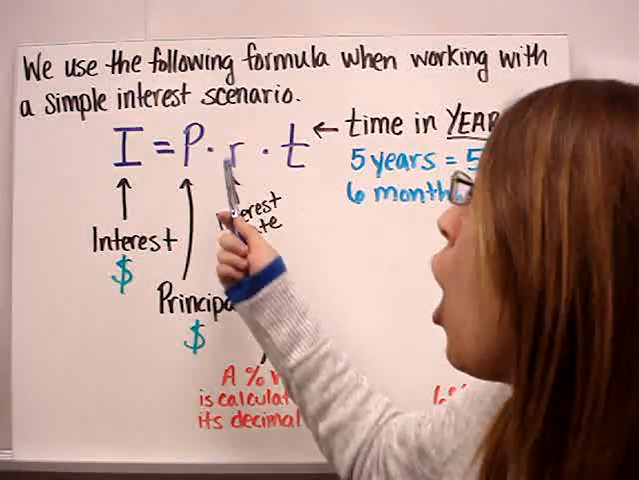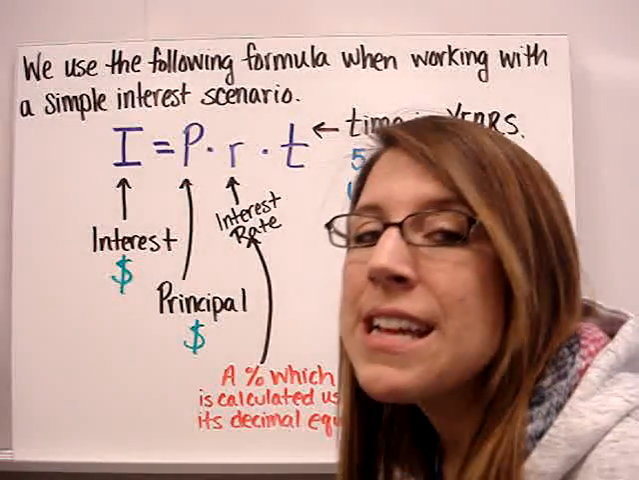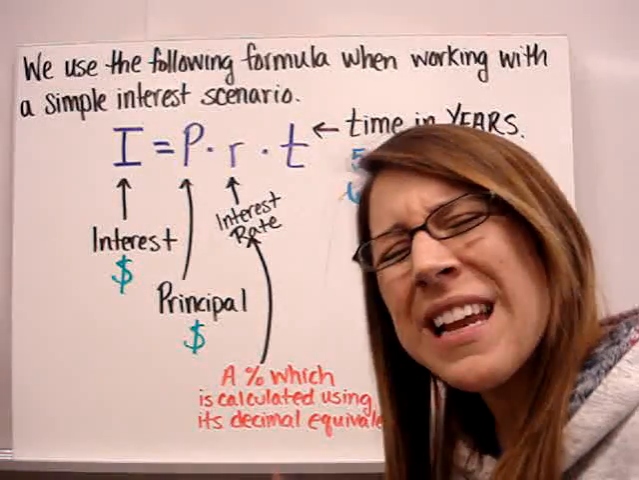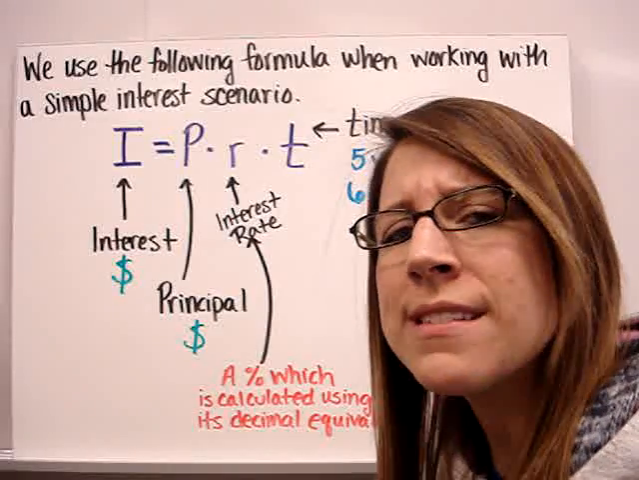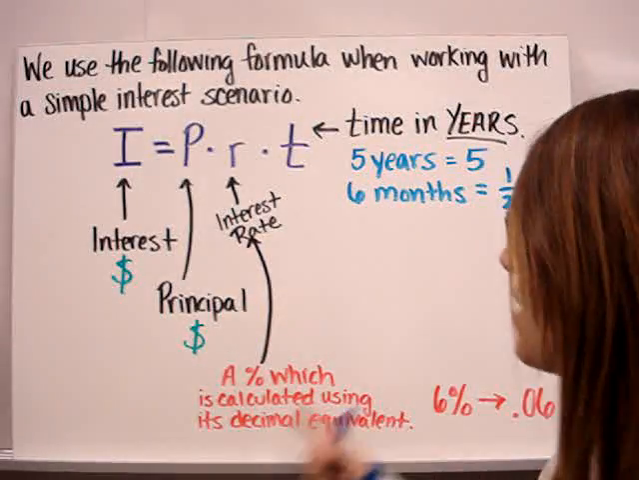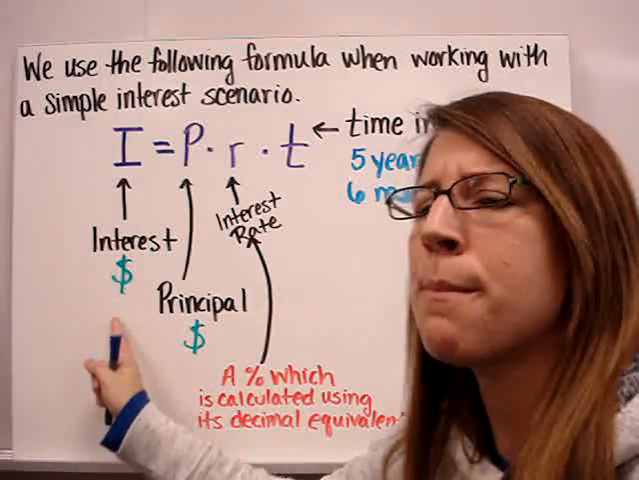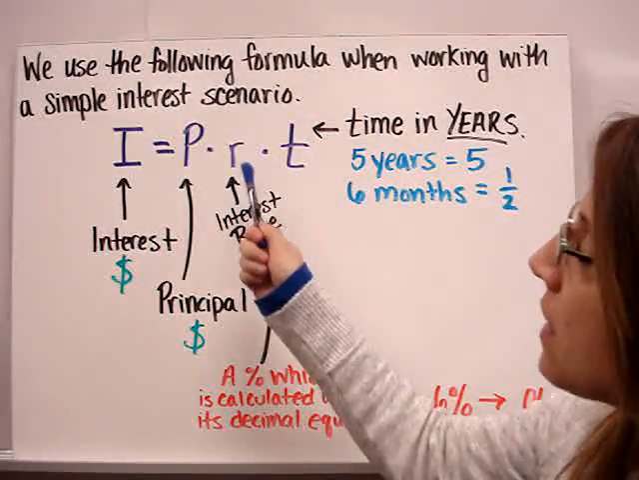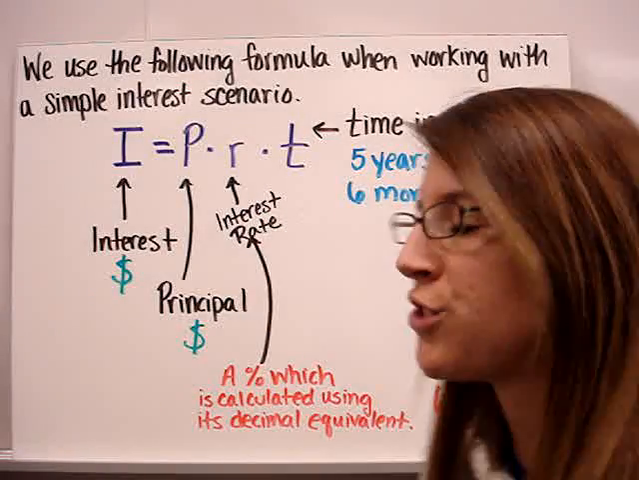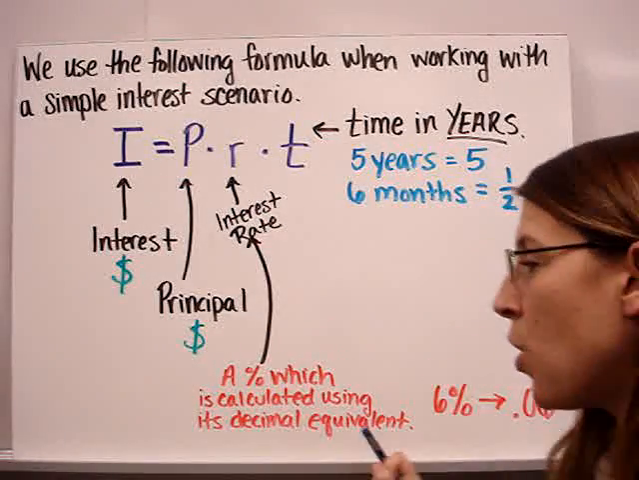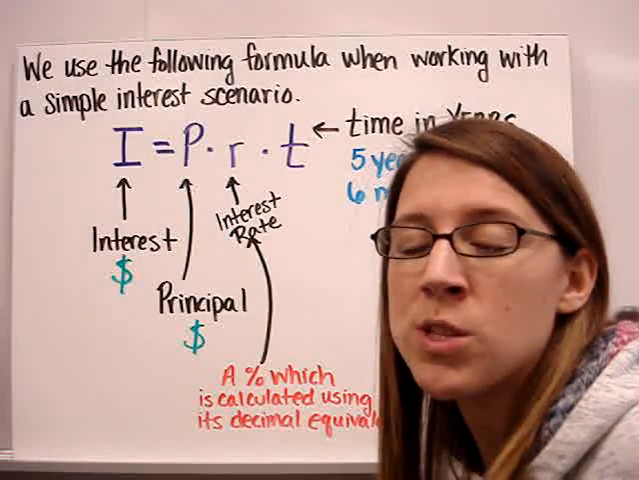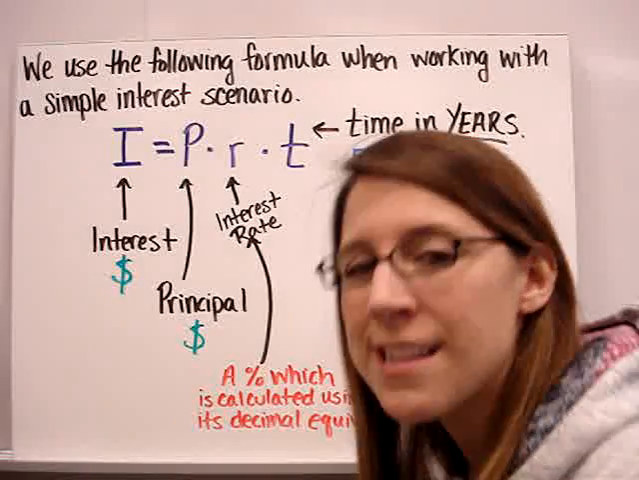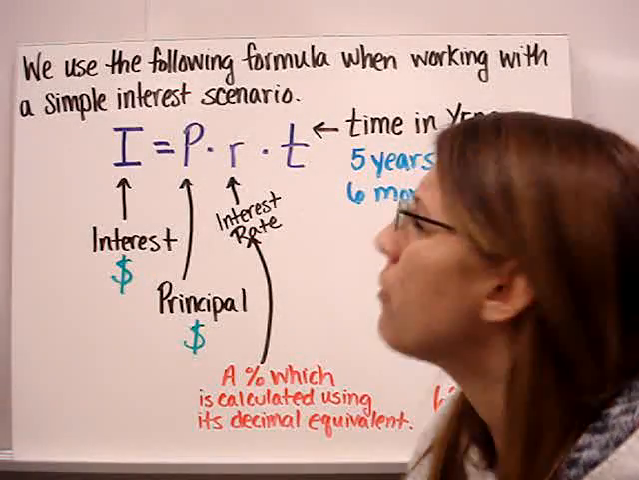Okay? R stands for interest rate. Now, I make sure to tell you that it's interest rate so that you don't get interest rate and interest mixed up. The interest rate is a percentage, but the interest is the amount of money. But the interest rate is a percent. And when we're calculating with a percent in an equation, we must use the decimal equivalent. You could use the fraction equivalent as well, but what we know is that it's easier to move from a percentage to its decimal equivalent than to its fraction equivalent.